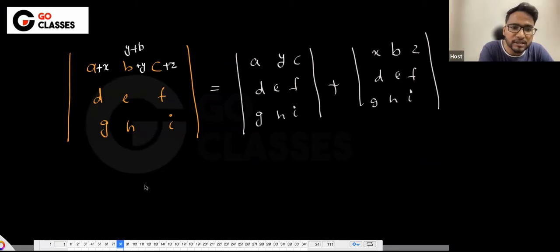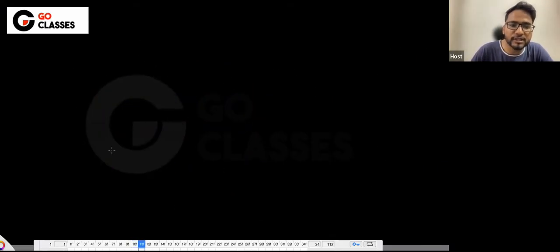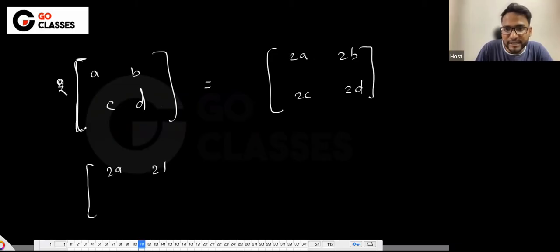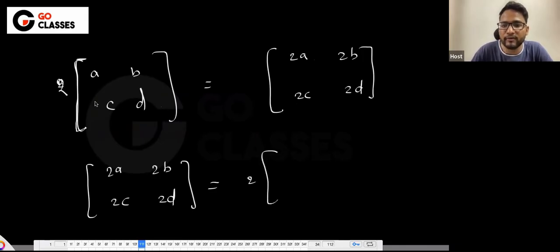Veer is asking, so a scalar gets multiplied to each element of the matrix, right? That's a nice observation. Suppose you want to multiply 2 to a matrix. See, this is a matrix, this is not a determinant. If you multiply 2 to a matrix A, B, C, D, then it will be 2A, 2B, 2C, 2D. In the matrix, you multiply everywhere. In another way of saying it, if you take a 2 common from a matrix, then you need to take 2 common from everywhere.